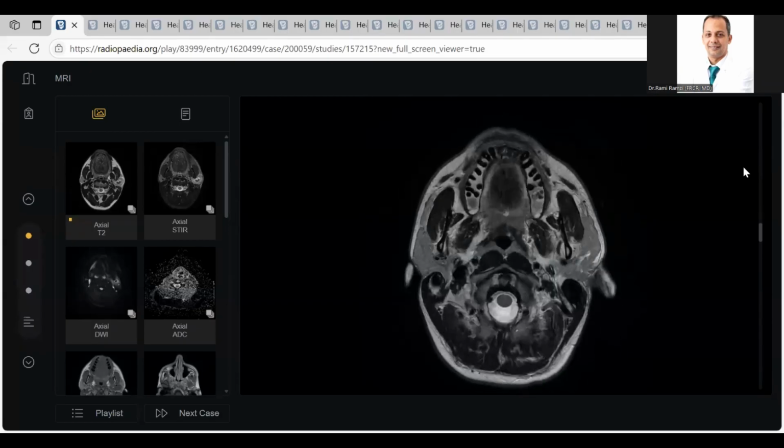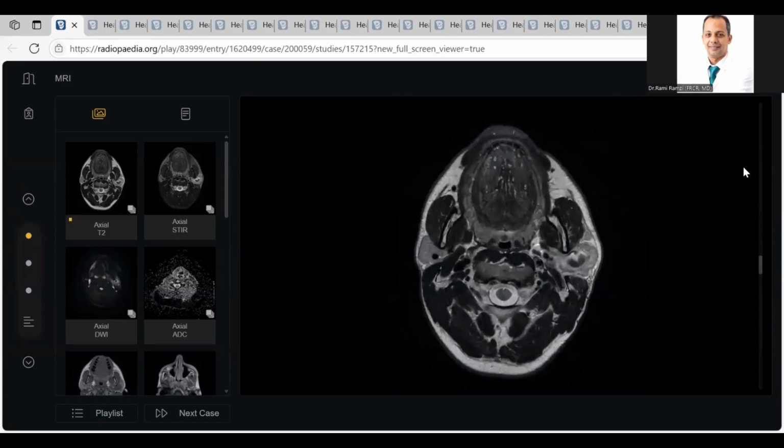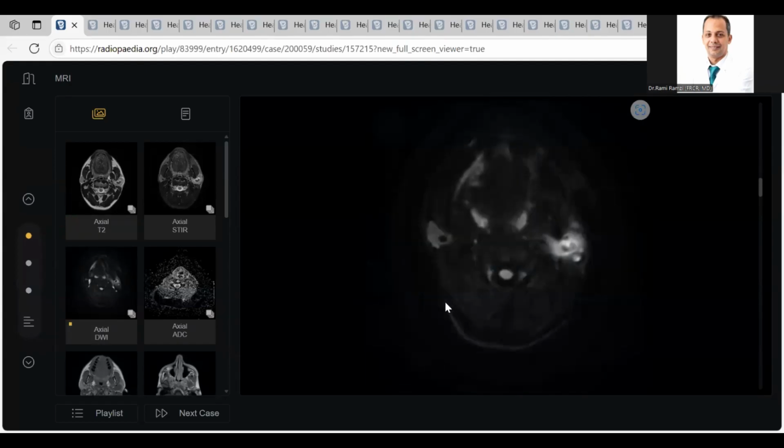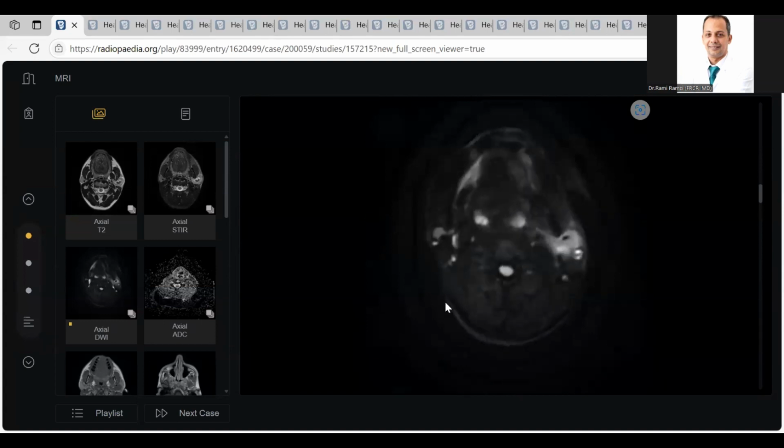If I told you what sequence you want to see before contrast? Sir, DWI. Yes, go on. Sir, in diffusion, it is showing restriction. Yes. It is showing central restriction.